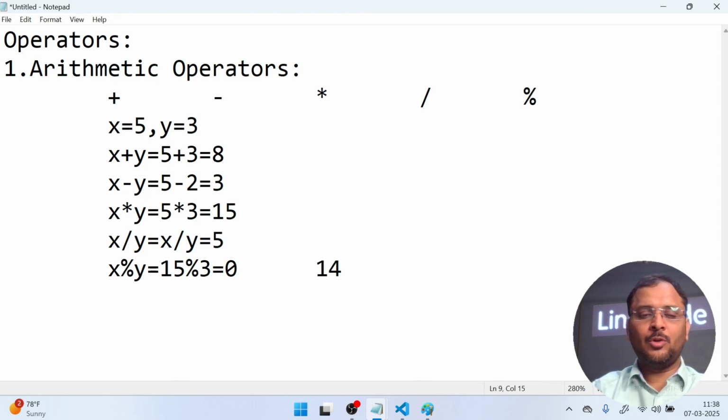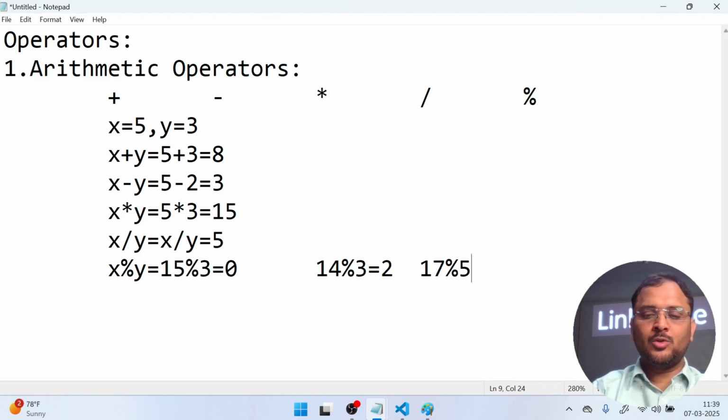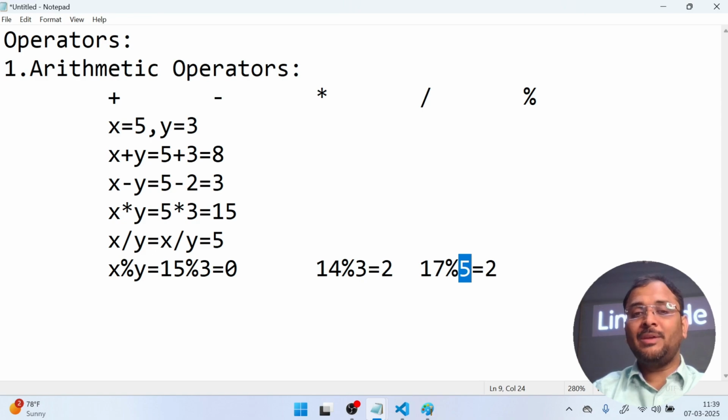You can understand mod with the help of another example. Suppose I have 14 mod by 3: you get division till 12, and after 12 there is 2, which is the remainder value. Remember this. One more example: 17 mod by 5, so your remainder value will be 2. Whenever a number is divided by another number, if there is a complete division, the remainder is 0, and if there is some remainder, you will get that remainder value with the help of mod. This mod operator is one of the very important operators in upcoming sessions.